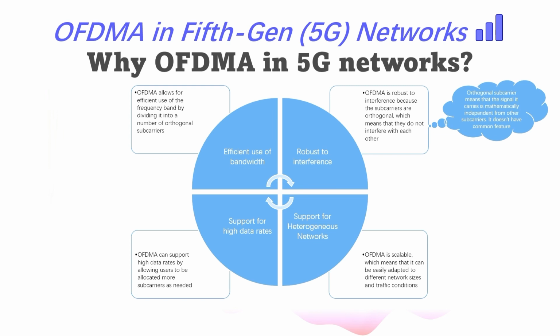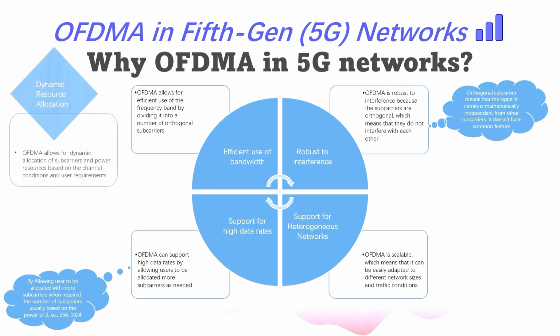OFDMA also supports high data rates because of the flexibility of allocating the subcarriers when required. OFDMA also supports heterogeneous networks. OFDMA is scalable, which means that it can be easily adapted to different network sizes and traffic conditions. The number of subcarriers is usually based on a power of 2: 256, 1024, and so on. OFDMA also has dynamic resource allocation. It can allocate subcarriers and power resources based on the user requirement.